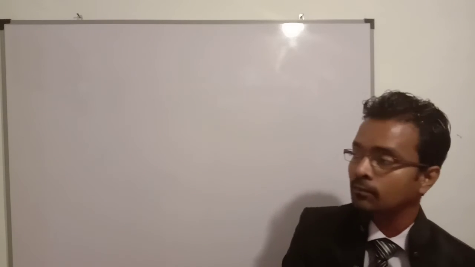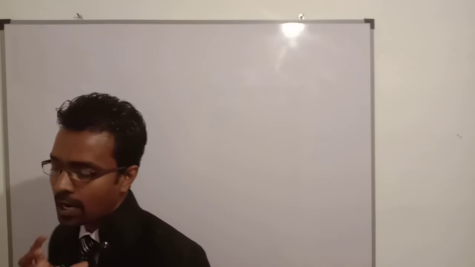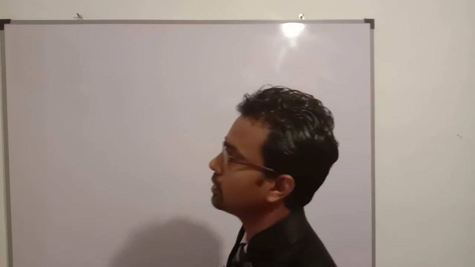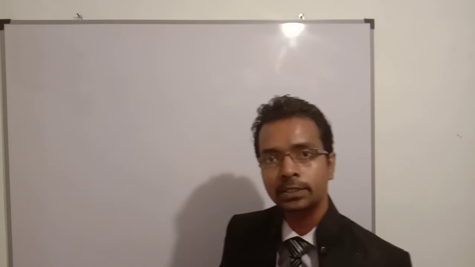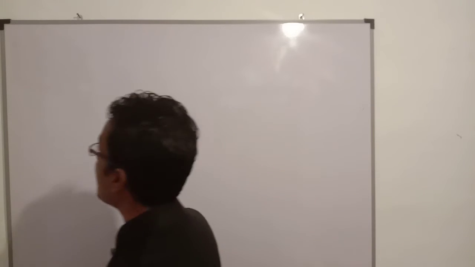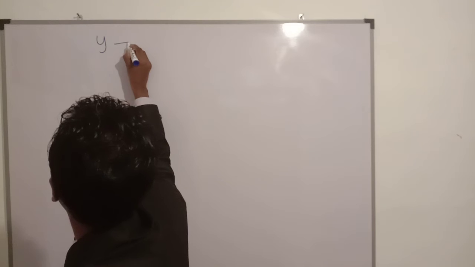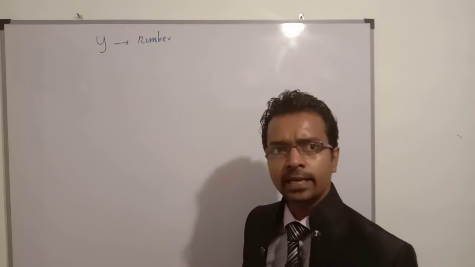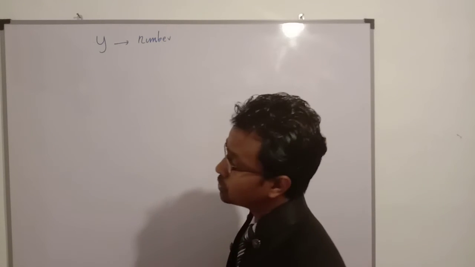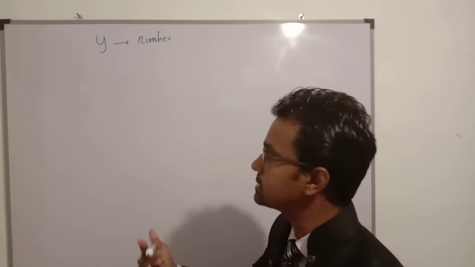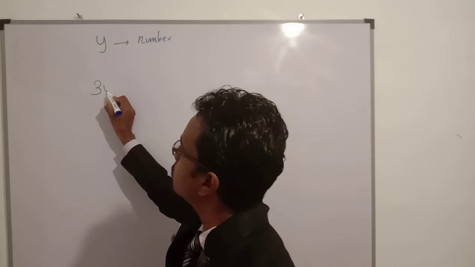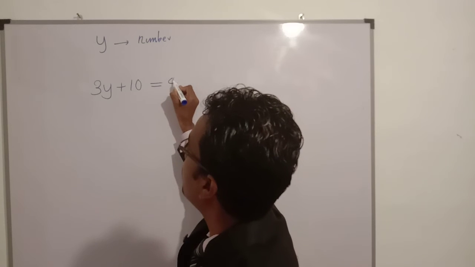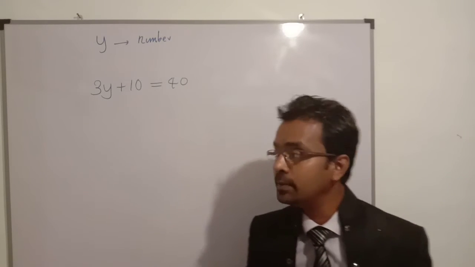Let's see how to solve it. For that, let's identify the unknown term in the sum. What is the unknown term? The certain number. Before taking thrice, let's take the number itself. I'll take y here. What happened then? 10 is added to thrice that number, not the number itself. Thrice means 3, so 3y. Then 10 is added, and the answer is equal to 40.